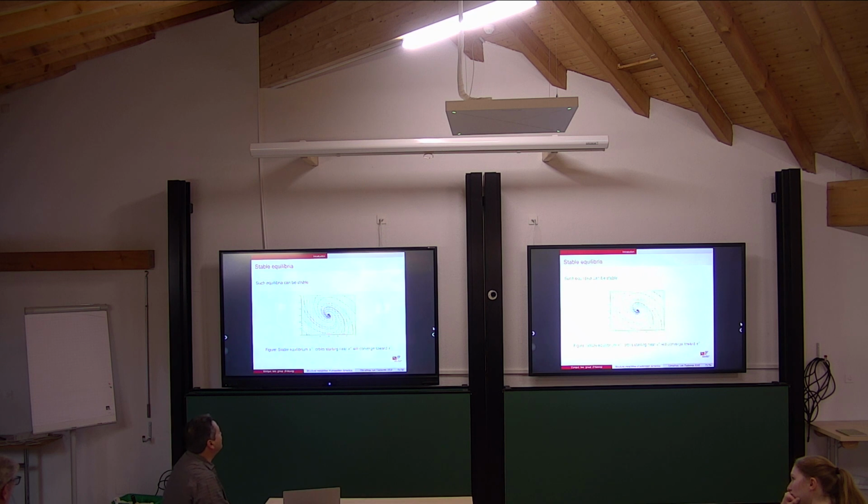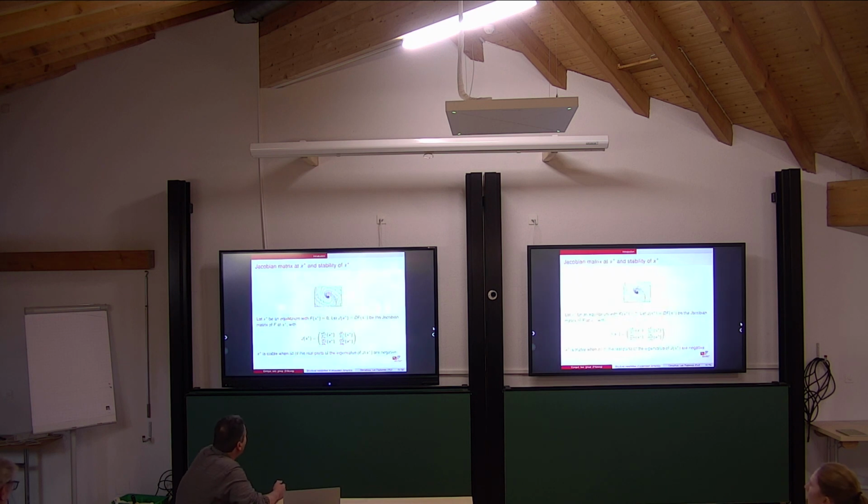But such equilibria can be stable. That is, if I start near such an equilibrium, I will go to this equilibrium, and equilibria can be unstable. There is a simple mathematical way, simple in some sense, which is to look at the eigenvalue of the Jacobian matrix. I will come to this point now.